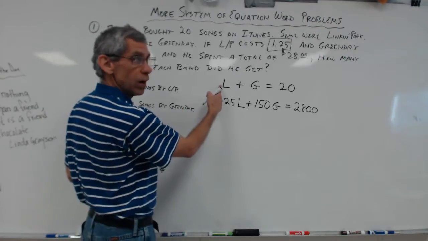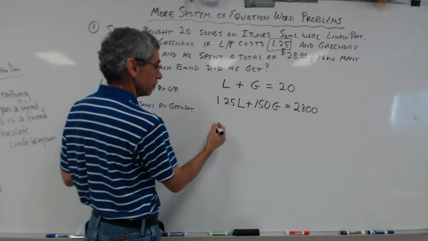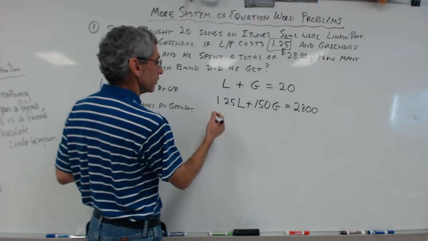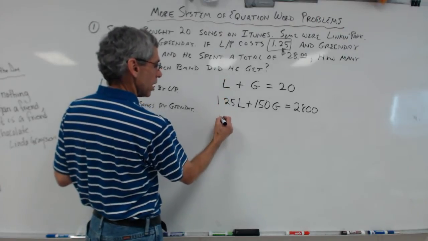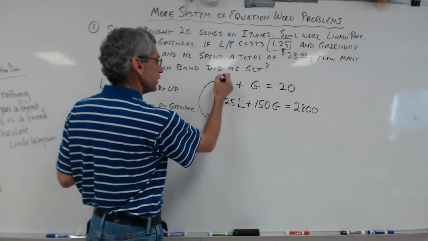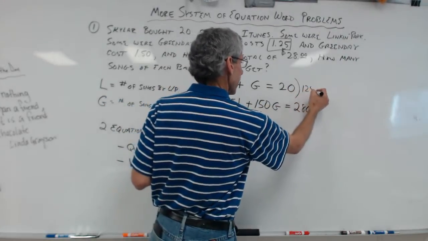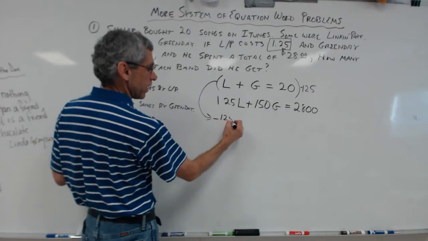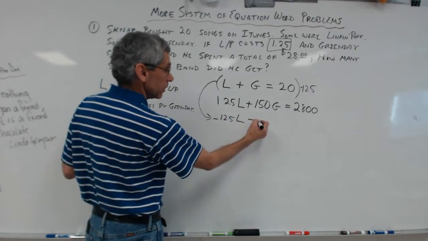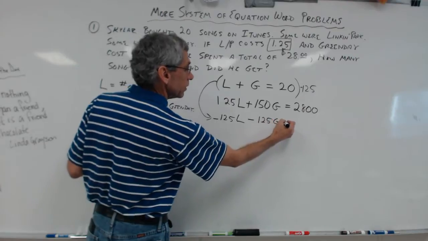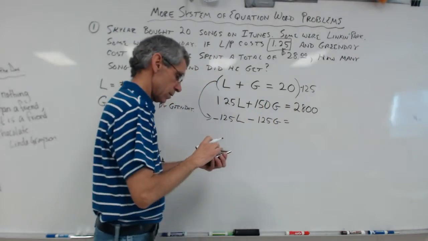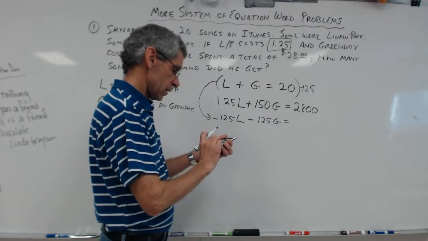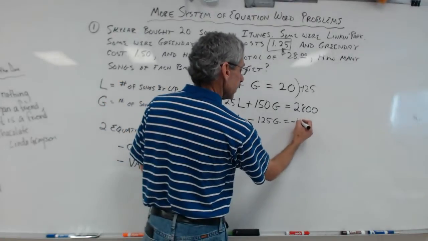Watch this. 1L times 100, what do you wanna do? Which one should we eliminate? G's or L's? Let's eliminate the L's. Let's just multiply by a negative. I'm gonna do it down here, okay? I'm basically multiplying this whole thing times negative 125. So we've got negative 125L, that wasn't so hard, minus 125G, that wasn't so hard. The only thing that's hard is this, so 20 times 125 is equal to 2,500, negative 2,500.